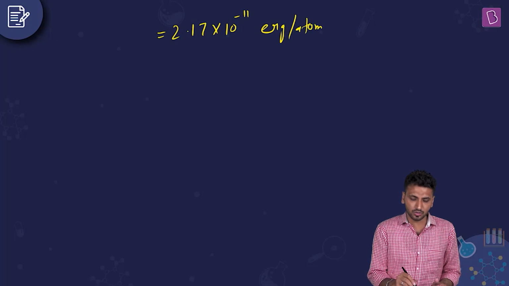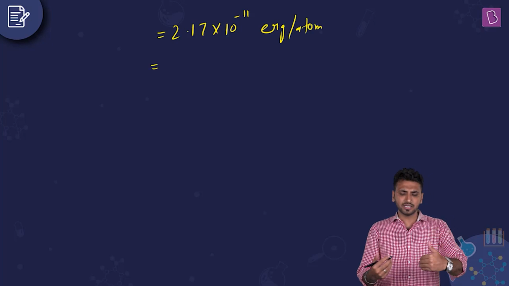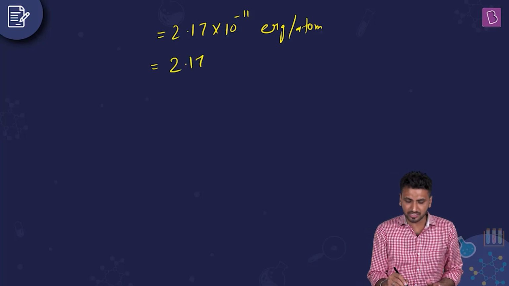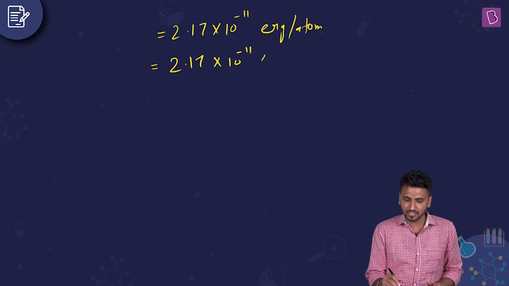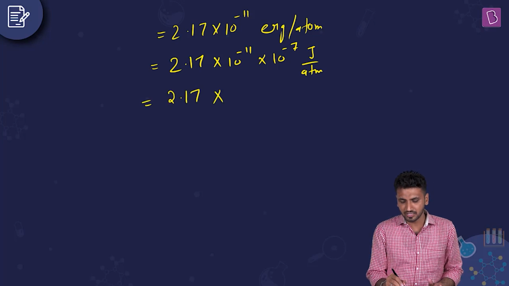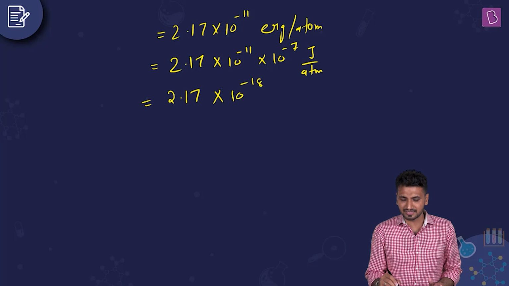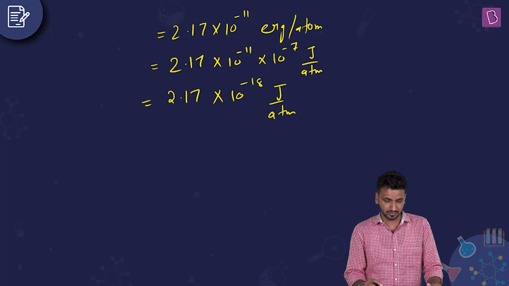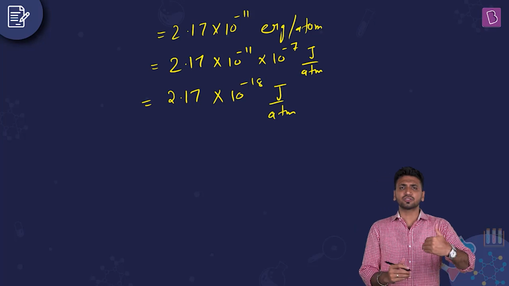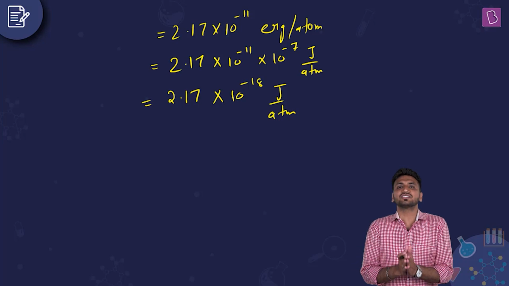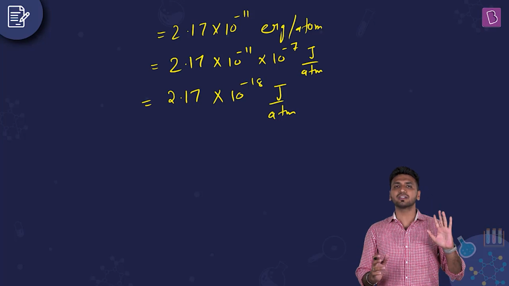If I convert this into joule, 1 erg is 10 to the power minus 7 joule. So 2.17 into 10 to the power minus 11 into 10 raised to power minus 7 joule per atom, which is the value we are pretty familiar with: 2.17 into 10 raised to power minus 18 joule per atom. This is the ionization potential, so the negative of this is going to be the energy of the electron in the first orbit.